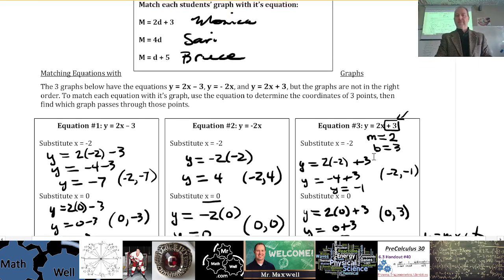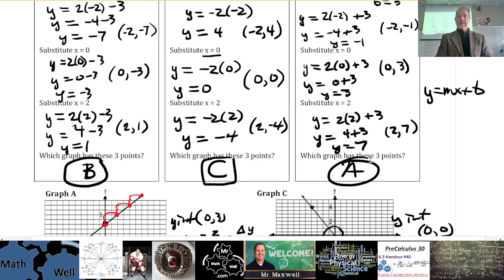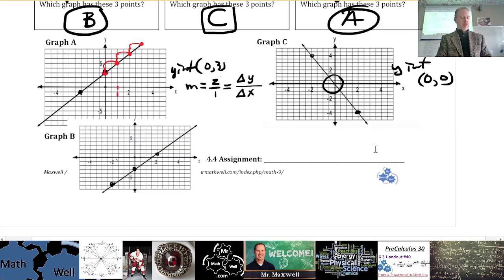Now, hopefully you have a bunch of tools here to be able to figure this stuff out, connecting graphs and equations. I'll give you your 4.4 assignment here. The 4.4 assignment is 1 to 13. 1 to 13. That's it? Yeah, that's it.